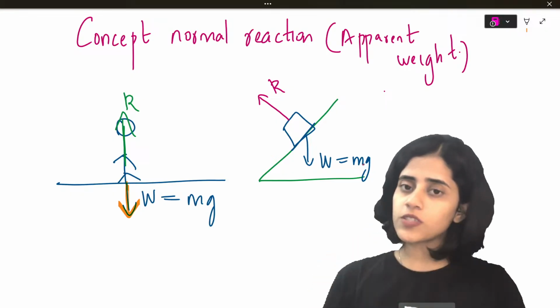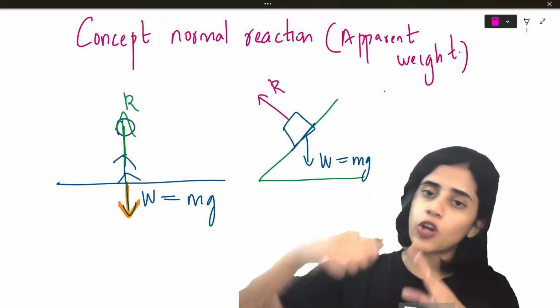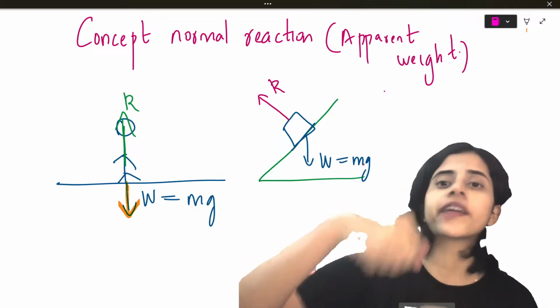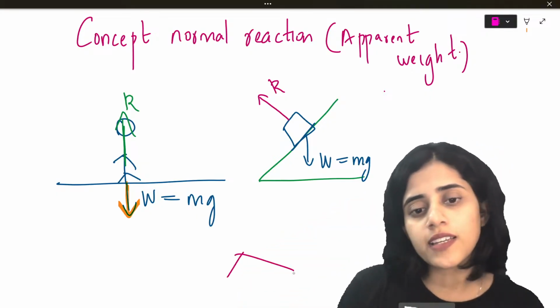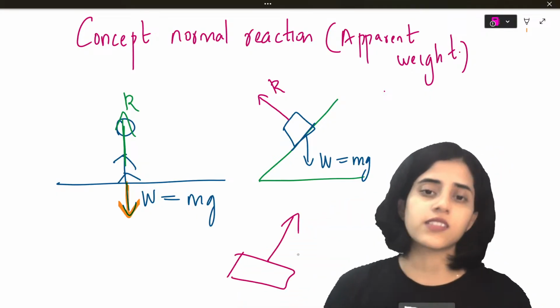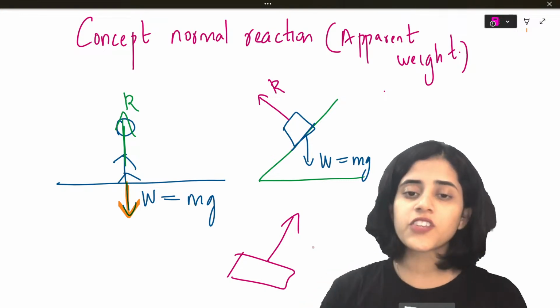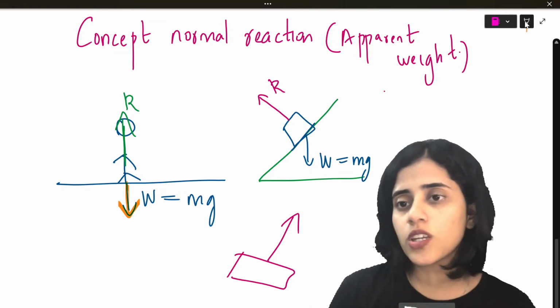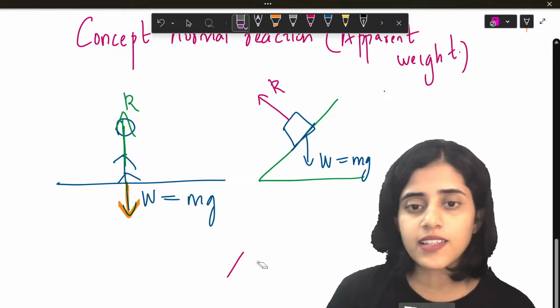Okay? So if the object is straight, normal reaction is up. If the object is slanting, normal reaction is perpendicular to that. Now if there's an object like this, normal reaction is like this. Okay? Normal reaction is always perpendicular to the object. Is that clear to you?